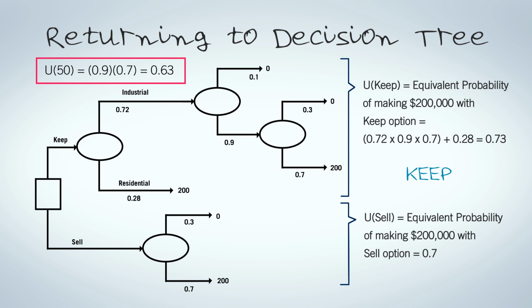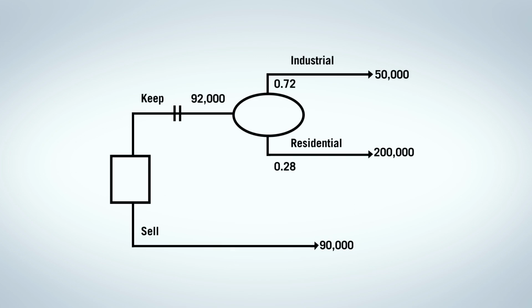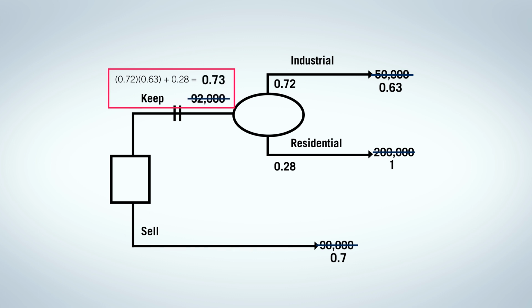Now, normally what is done is, this logic was to explain how it's used. Normally, we would go back to a decision tree like this, and we would say, okay, we now know that the utility of 50,000 is 0.63, and we know that the utility of 200,000 is 1, and we know that the utility of 90,000 is 0.7. So we would just take 0.72 times 0.63 plus 0.28, which is going to give me 0.73.